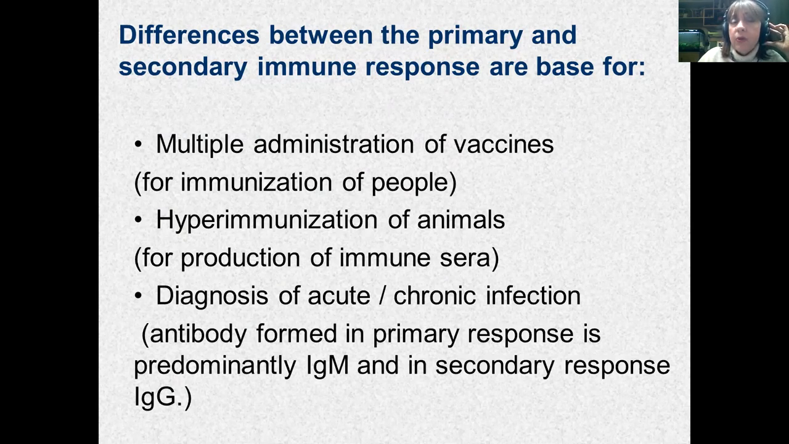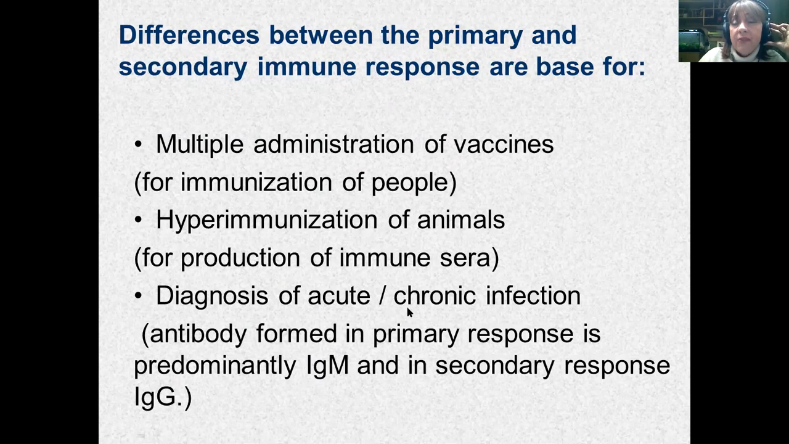And knowledge about differences in primary and secondary immune response is important in diagnosis of acute and chronic infection. If it is an acute infection, it is a primary immune response, and we detect mostly immunoglobulins E and M.